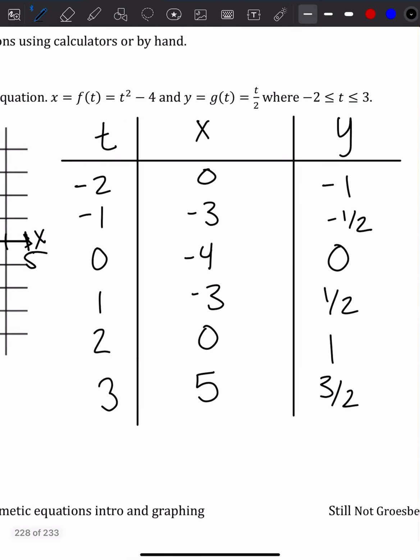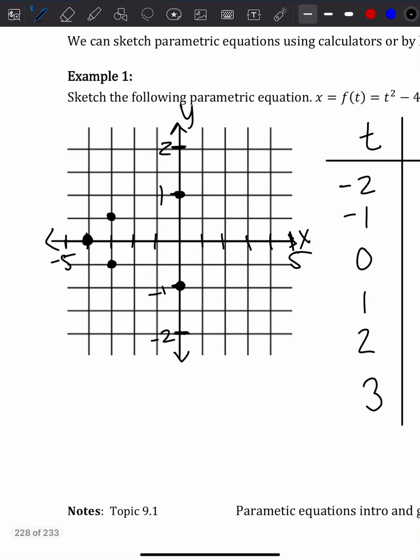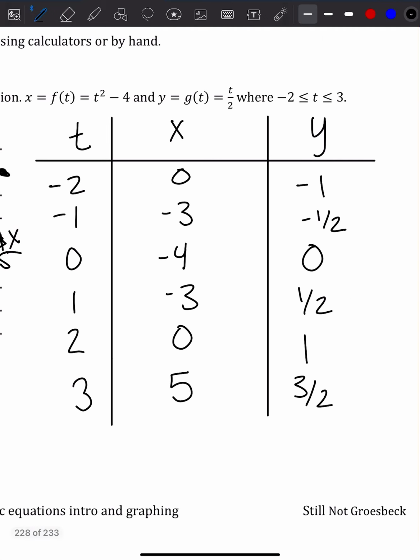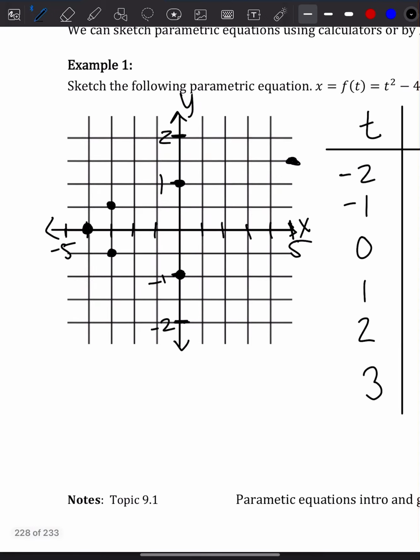and 5, 3/2 right here. So the only other thing that we need to know with a parametric equation is that we need to connect our points in a specific manner. We're only looking at -2 to 3, so we only care about those values. So I'm only going to connect our points between -2 and 3, and then we're going to put them in order of our t-value. So I'm just going to go down the list and connect them. So we connected our points in this fashion here.